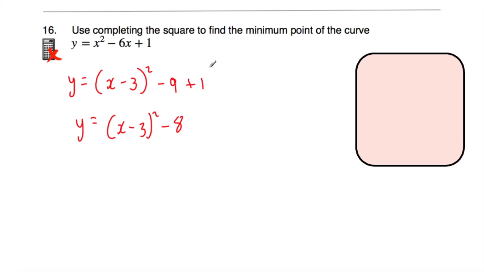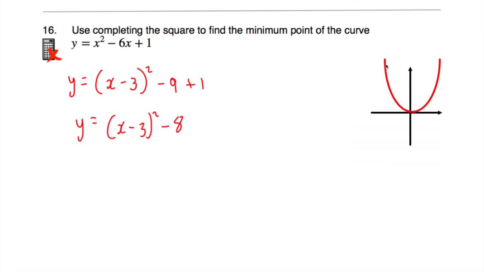Now this is really, really useful. So what I'm going to do is a little sketch. Okay, so this is the graph of y equals x squared. Obviously, it passes through the origin. We'd have the points (1, 1), (2, 4), (3, 9), and so on. Minus 1, 1, minus 2, 4, and so on. So that's the graph of y equals x squared.